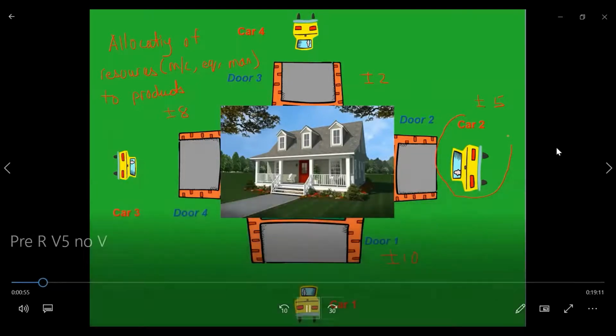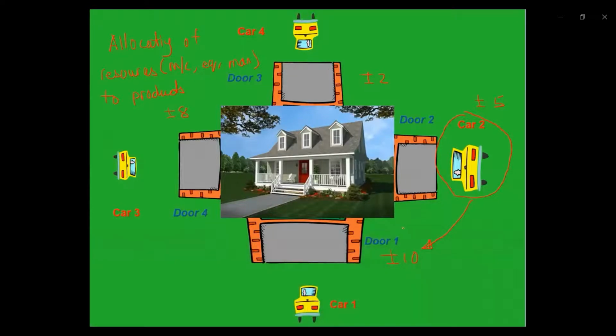Okay, take a look, continue the slide. I might pick this: car 2 to produce door 1. But after this, how about machines 1, 3, and 4? They look quite similar in terms of size. Car 4, should I assign car 4 to produce door 4? Or should I assign car 1 to produce door 4? This decision is tough.